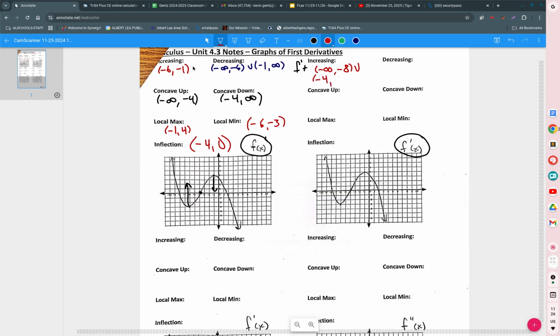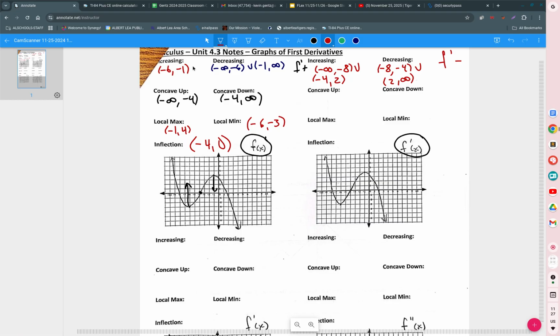Union -4 to +2. It's going to be decreasing wherever f prime is negative, or wherever the graph sits below the x-axis. And it sits below the x-axis from -8 to -4, union 2 to infinity.